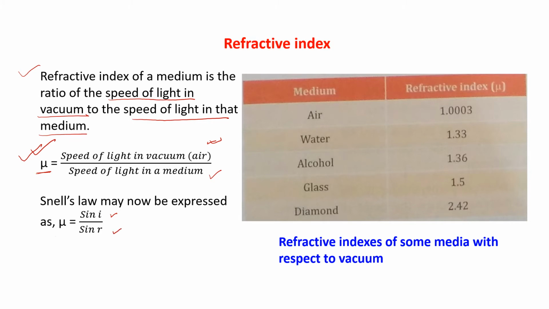Clear? So refractive index of some media is given with respect to vacuum. That means vacuum will be at the top and second is the medium. Air, the refractive index is 1.0003. Water 1.33, alcohol 1.36, glass 1.5 and diamond it is 2.42. This diamond, glass, air, this you have to learn a little bit. Okay.